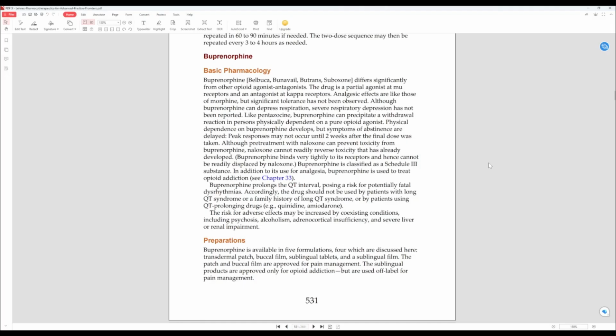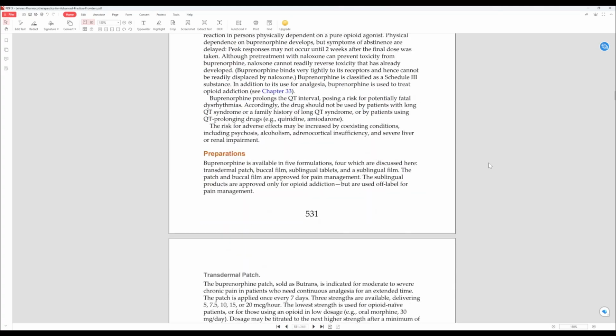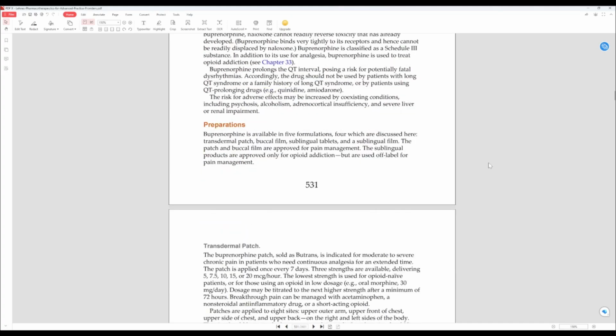In addition to its use for analgesia, Suboxone is used to treat opioid addiction, which again we'll discuss further in Chapter 33. Suboxone also prolongs the QT interval, so it poses a risk for potentially fatal dysrhythmias. So again, anyone with a family history or who already has prolonged QT syndrome may not tolerate this medication well. The risk for adverse effects may be increased by coexisting conditions. Again, these may include psychosis, alcoholism, adrenal cortical insufficiency, and severe liver or renal impairment.